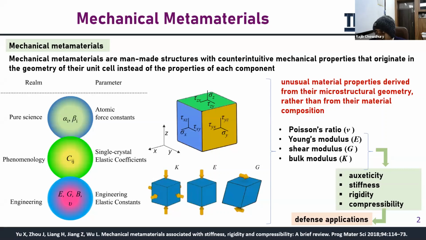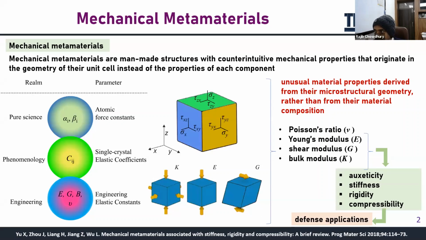Now, in our present context or protocol, the Poisson ratio lies, in a theoretical sense, between 0 and 0.5. Can we have the Poisson ratio to be negative? Or can we have the shear modulus to be negative? So that these unusual material characteristics could be possible, and that could be impacted onto the practical domain of structural applications, right? So in that particular context, the mechanical metamaterials are essentially man-made structures with counterintuitive mechanical properties.